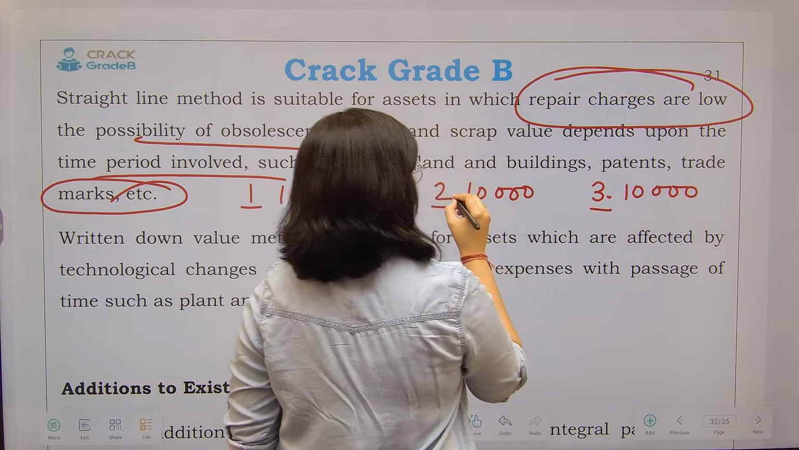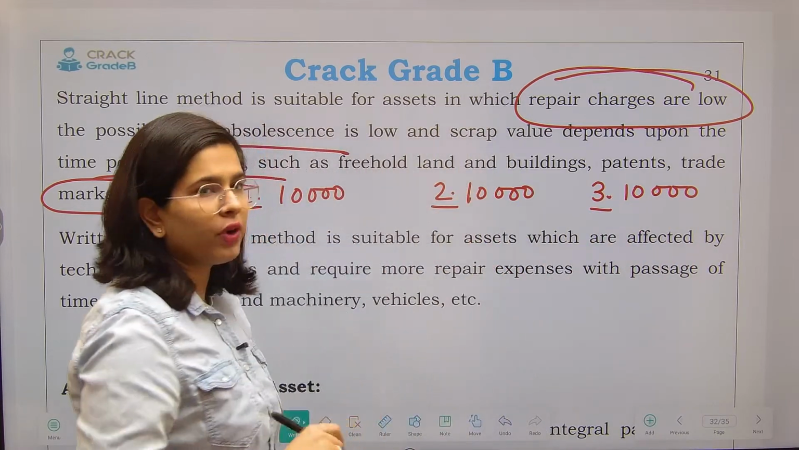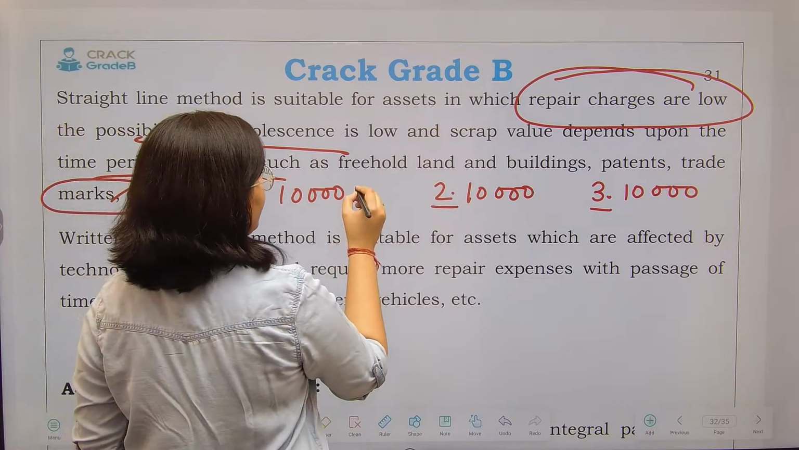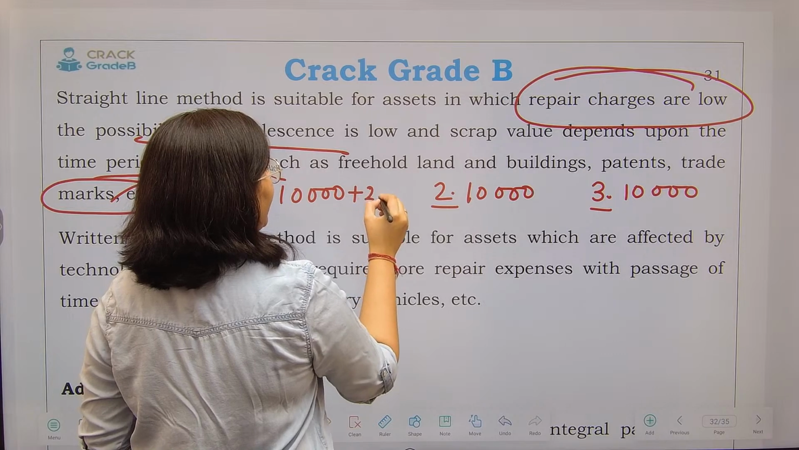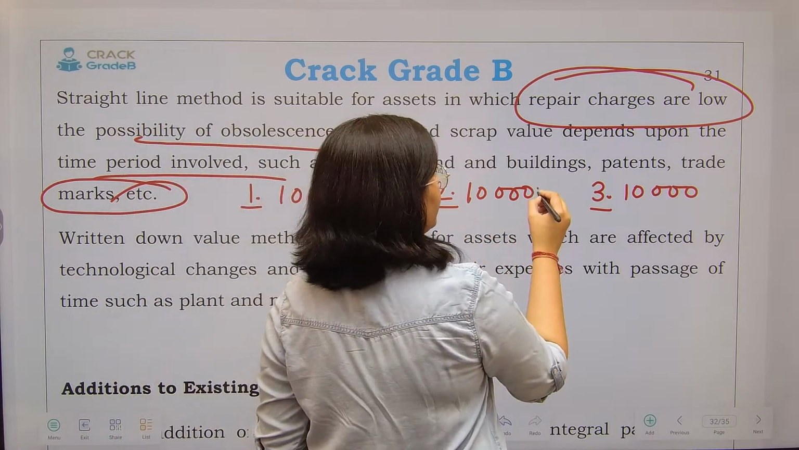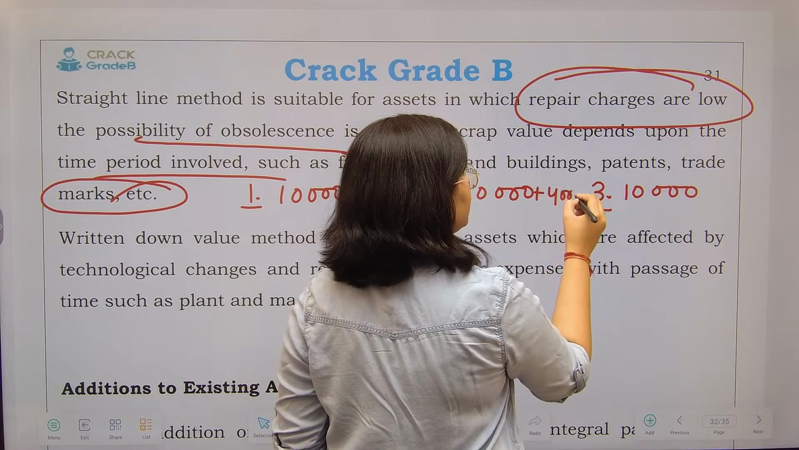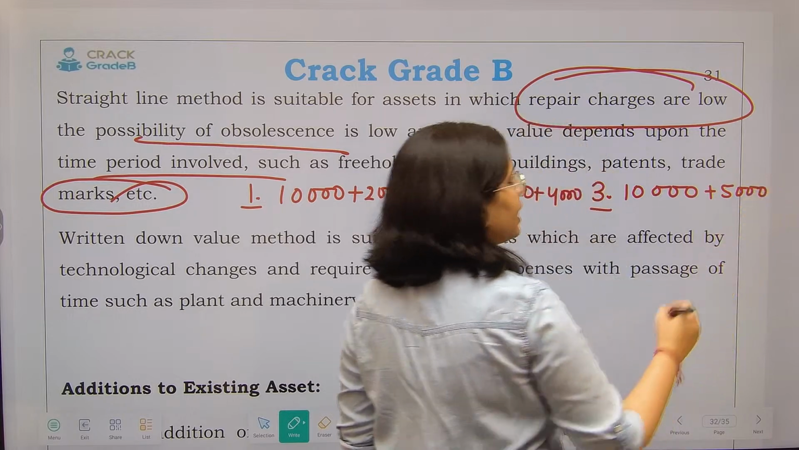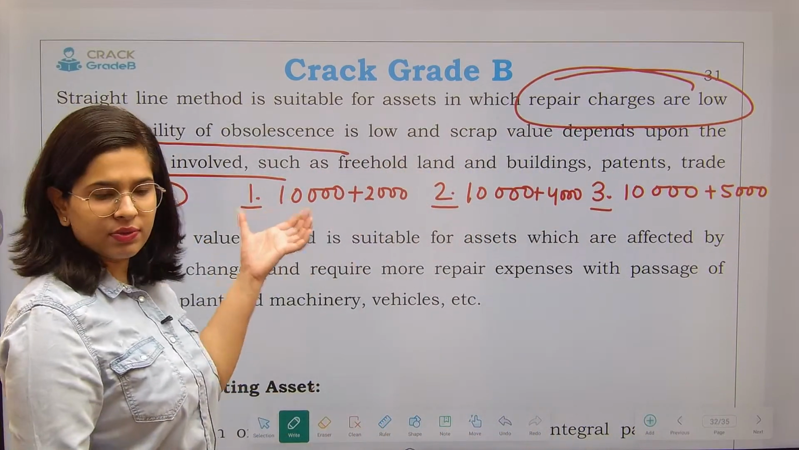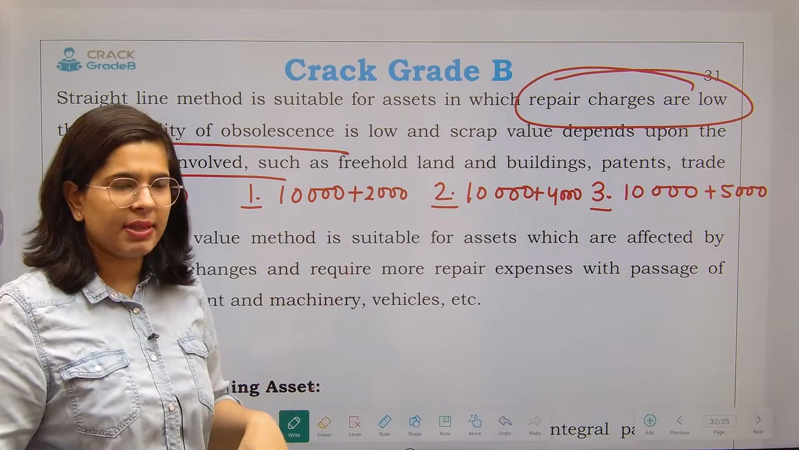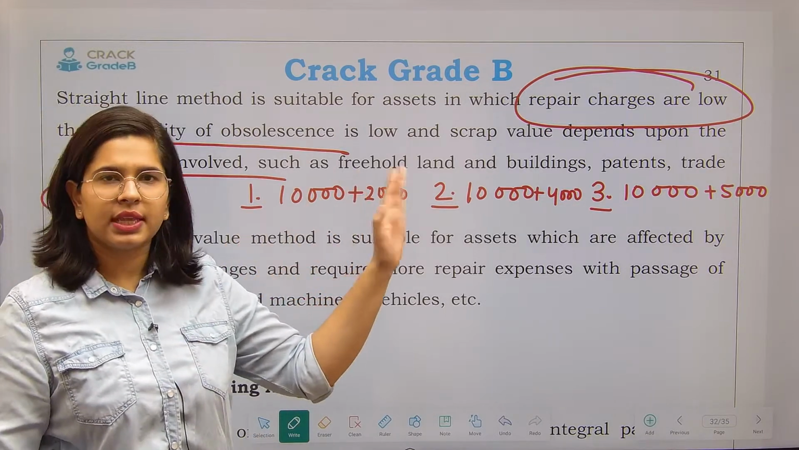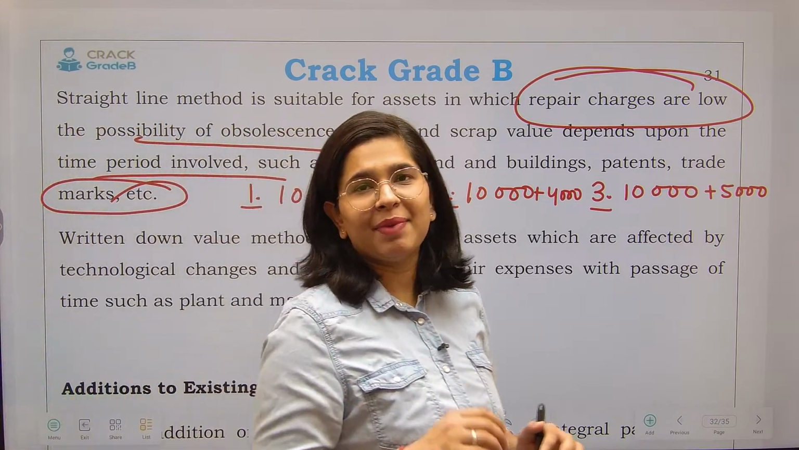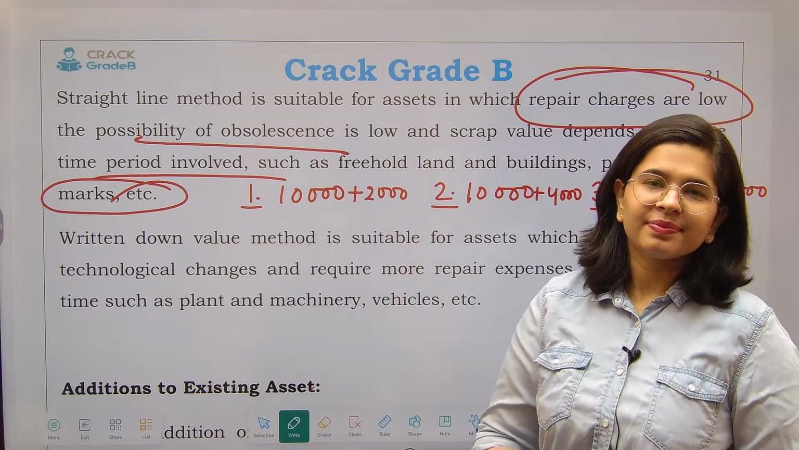Right? Now suppose repairs also increase. Suppose in year 1, my repairs are 2,000, year 2, repairs are 4,000, and in year 3, repairs are 5,000. You see, in total, this will be called the asset related expenses. Okay, 10,000 plus 2,000, 10,000 plus 4,000 and 10,000 plus 5,000. So now listen to me very carefully here.